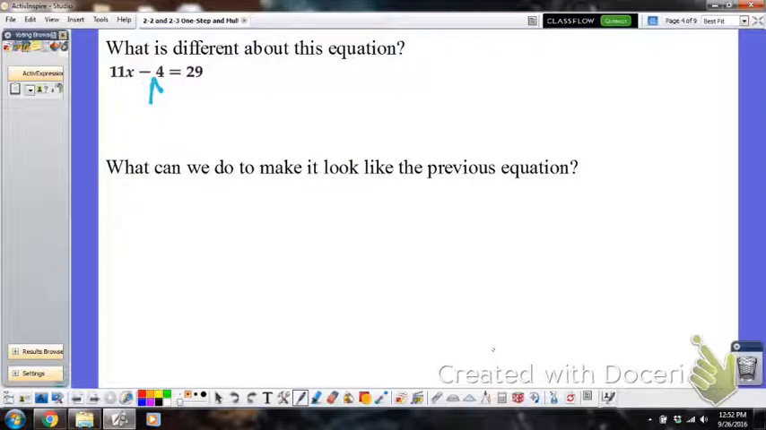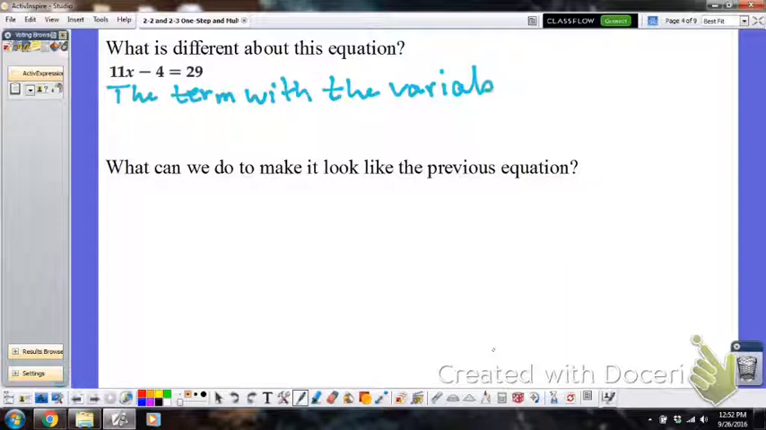So we can say that the term with the variable is not alone. Now, what can we do to make this look like the previous equation? Well, to have it look like the previous equation, we would have to get rid of this negative 4.